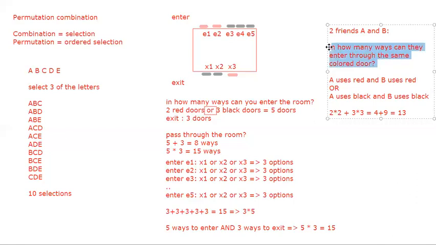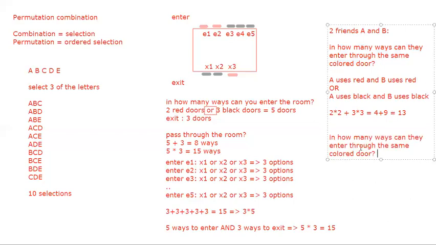If I, however, just change the wording slightly: in how many ways can they enter through the same colored door, but a different door? So that means what? I am not going to use the same door again, but I have to keep the same color, maintain the same color. So I will still have this.